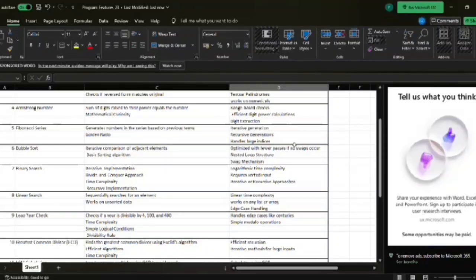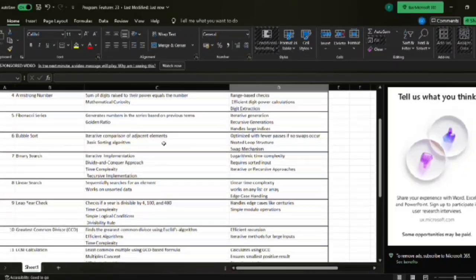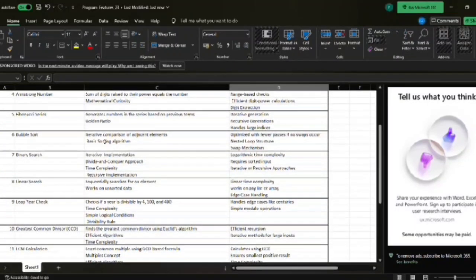7. Binary search. Divide and conquer approach. Binary search efficiently finds a target value in a sorted array by repeatedly dividing the search interval in half. Requires sorted input. Binary search only works on sorted data.